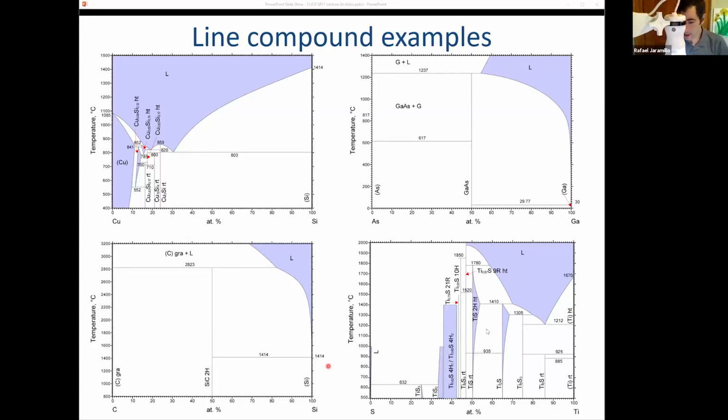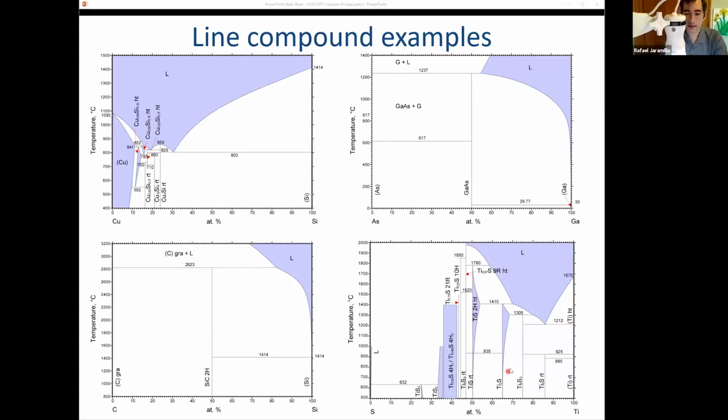Right. And this last one, this is a big old mess, right? This is the titanium sulfur system. This is a neat system because, first of all, it has everything in it. It has eutectics, it has peritectics, it has a bunch of line compounds, it has line compounds that broaden into intermediate phases as you raise the temperature. It has sulfur, which is a liquid below 500 C, it melts at 220. And titanium, which doesn't melt till 1670.